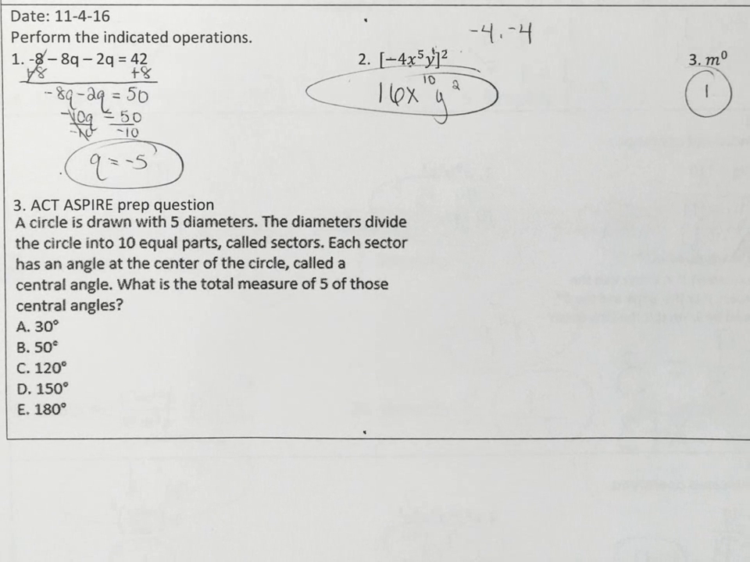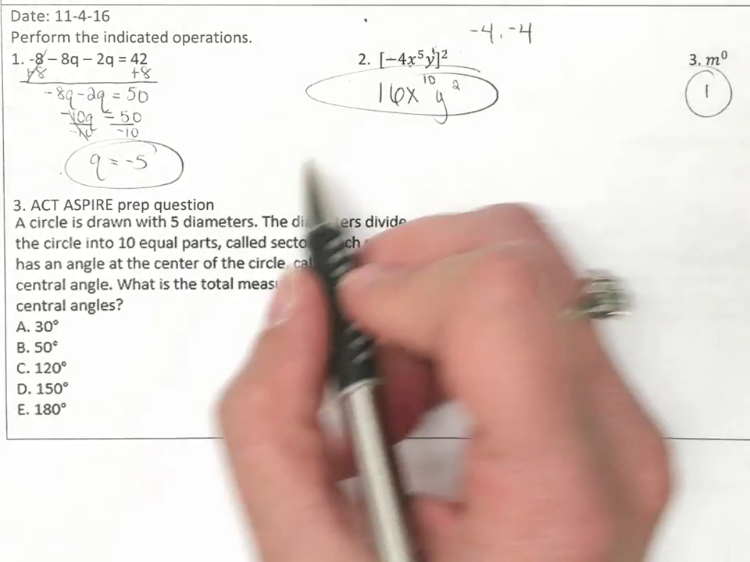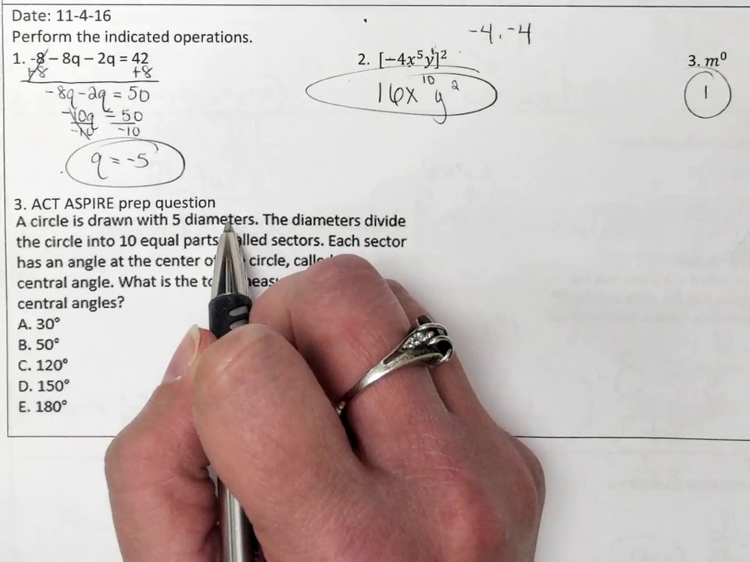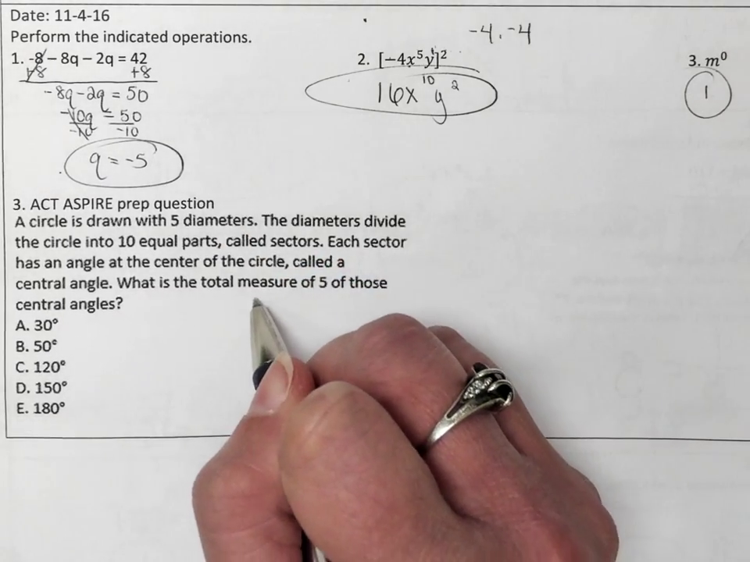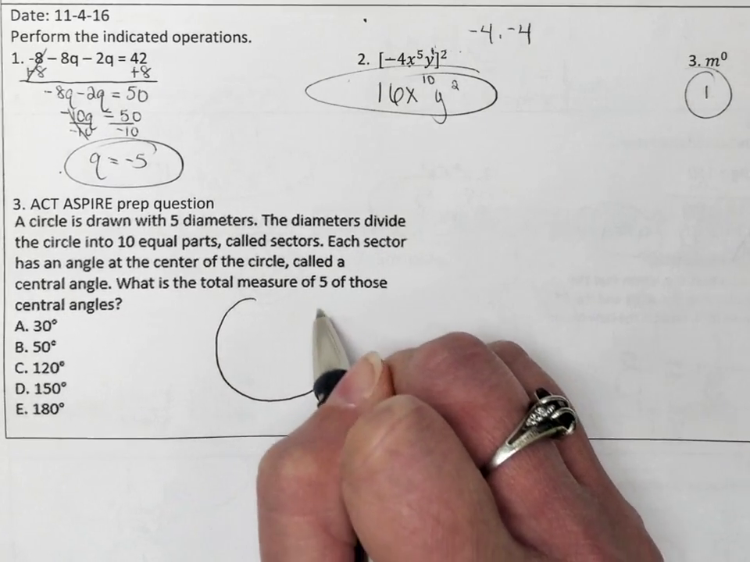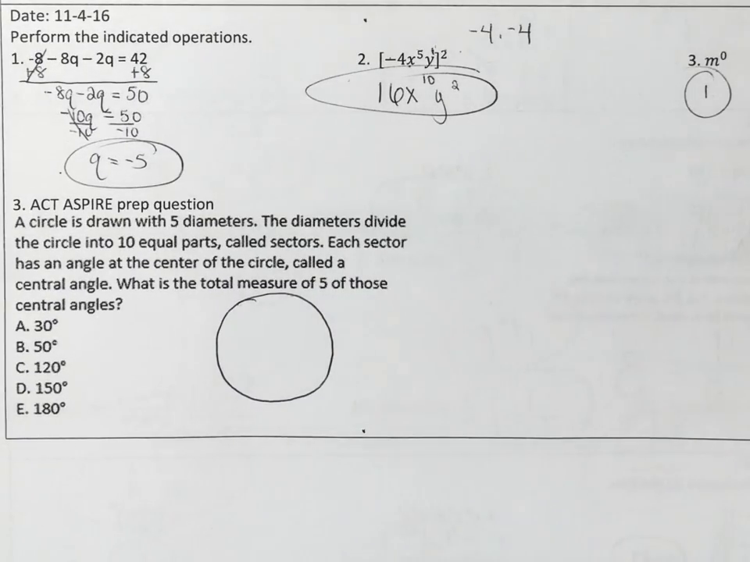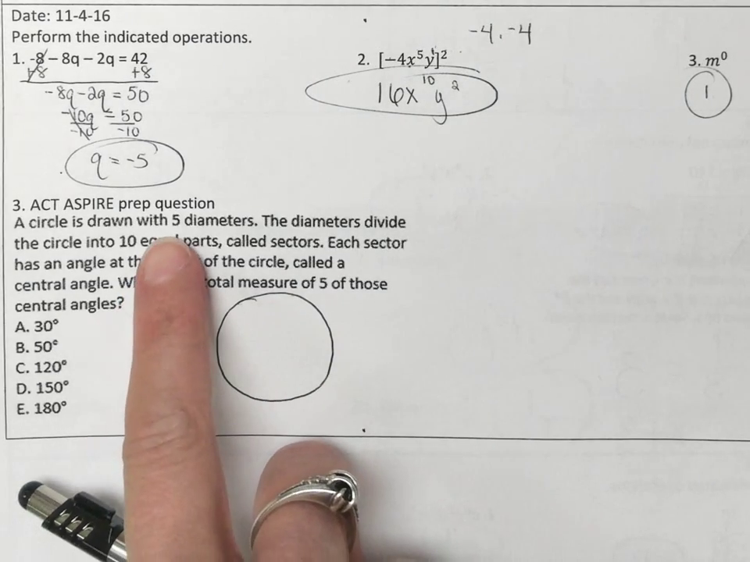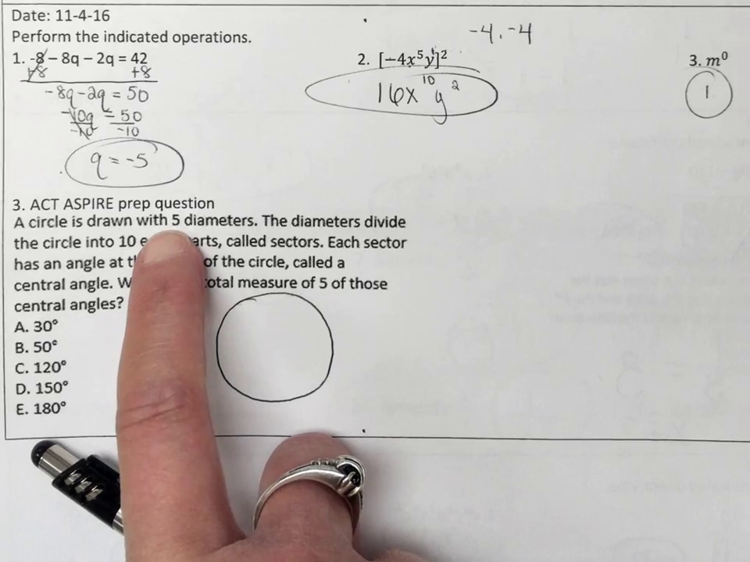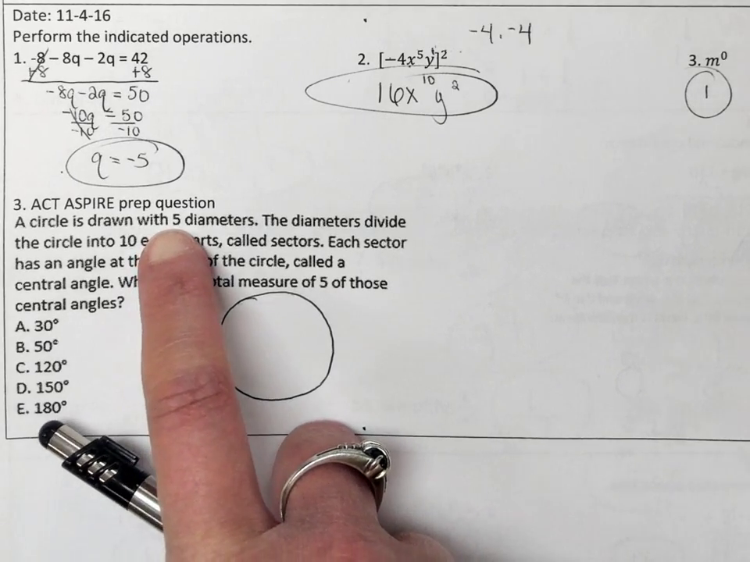All right, here we go. Number 3. A circle is drawn with 5 diameters. What's a diameter? I got a circle, first of all, right? What's a diameter? It cuts it in half, the middle. How many of them do I have? 5. How many does it say? 5. I'm pointing right to it, people.